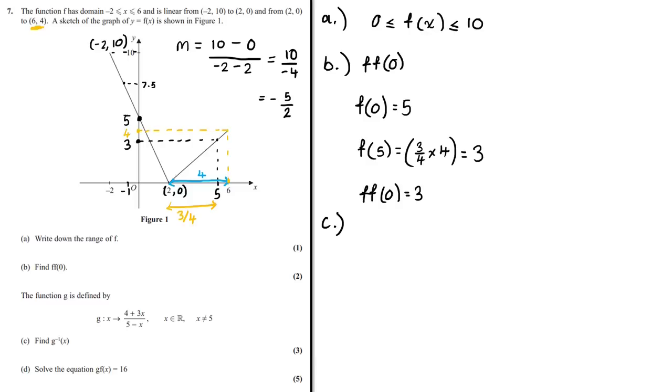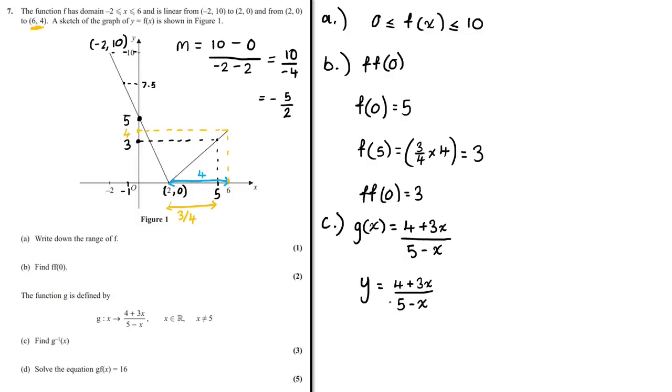So if we just write down g of x first, g of x here is going to be 4 plus 3x, all over 5 minus x. What we do then is we change g of x to be y, so I've got y equals, and then we write this down again, so it's going to be 4 plus 3x all over 5 minus x.